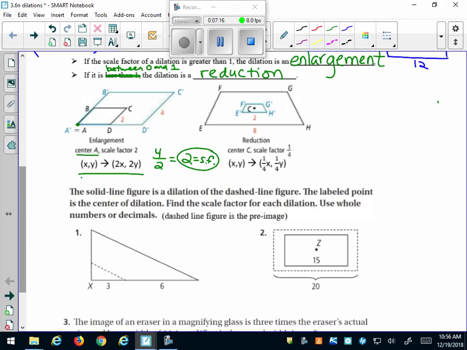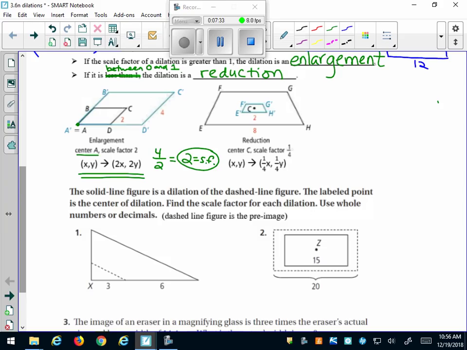The rule for that would be xy maps to 2x, 2y, because that scale factor is 2. So on a coordinate plane, this would affect our coordinates. We'll see that in a little bit.